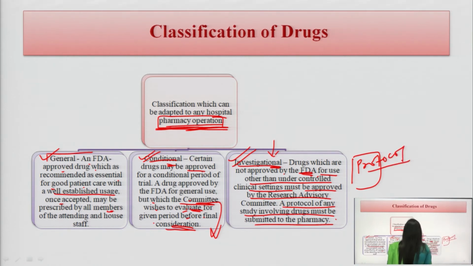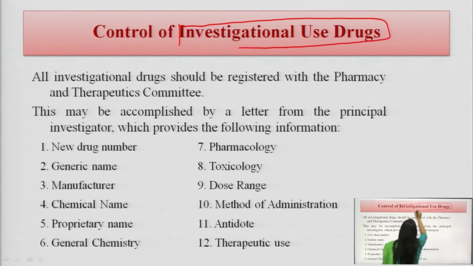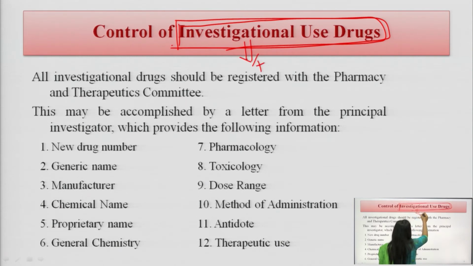So this is the classification on the basis of hospital pharmacy operation. Another is the control of investigational new drugs. How to control the new products, which we actually don't know, we don't have the information, they are all under the testing procedures? How to control these drugs? There are some points considered.